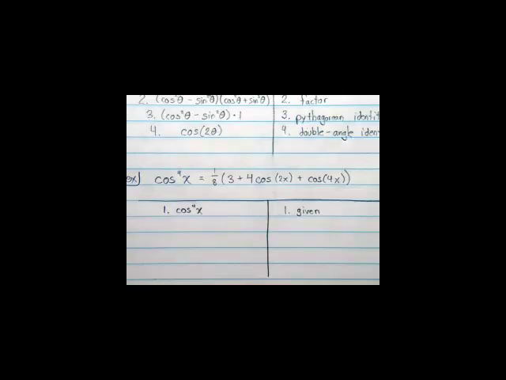Look at power reducing identities. Do any of them have a 4? What are all of them? 2's. So is there a way I could rewrite cosine to the 4th with 2's to make it so I could actually use one of those? Thank you for raising your hand. Did you have 1 plus cosine over 2 squared? Nope. Think simpler than that.